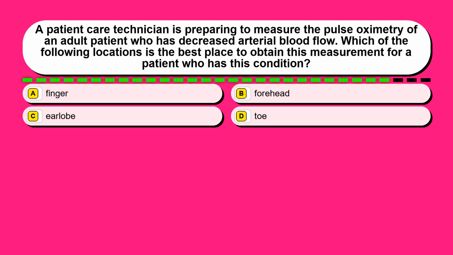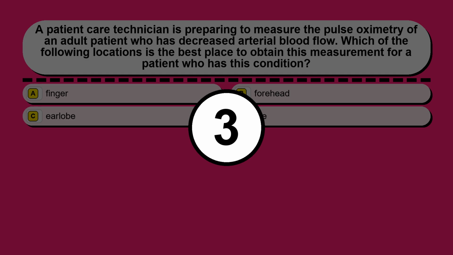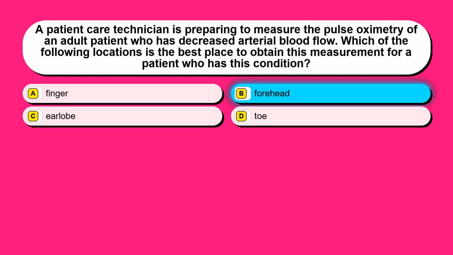A patient care technician is preparing to measure the pulse oximetry of an adult patient who has decreased arterial blood flow. Which of the following locations is the best place to obtain this measurement for a patient who has this condition? Option A, finger. Option B, forehead. Option C, earlobe. Option D, toe. The correct answer is option B, forehead.